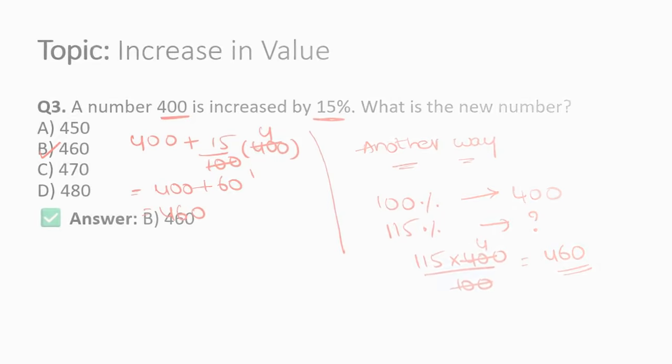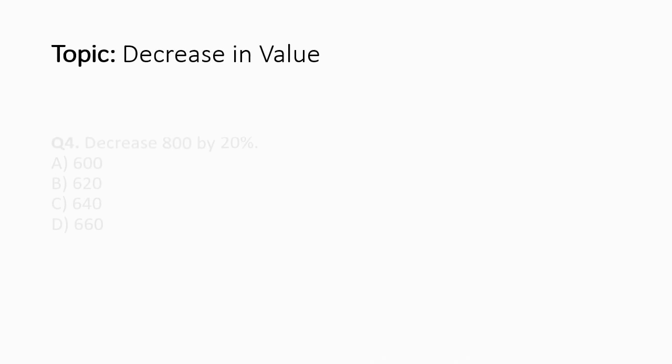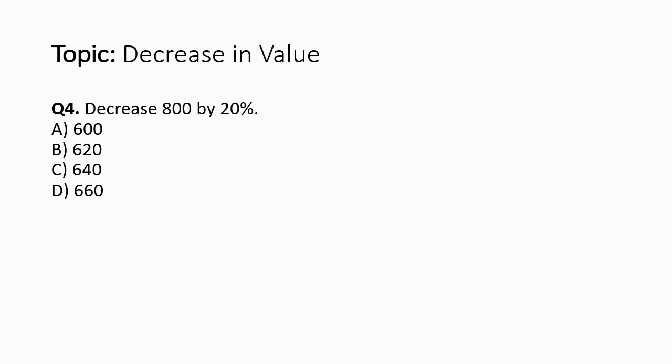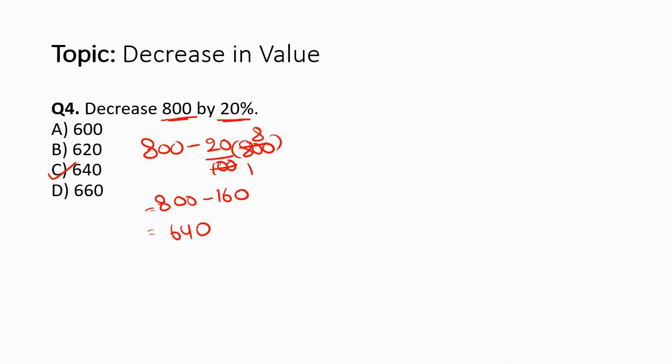Next topic is decrease in value. Same as increase in value, here we need to find the decrease in value. Decrease 800 by 20%. What will be the new number? Here it is the same 800. Since it says decrease, we need to use a minus sign. 20% of 800 is 160. So 800 minus 160, 640 is the answer.